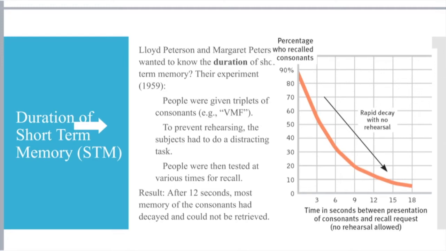And then they were tested, like, okay, do you remember the 3 letters that I gave you? After they've been doing the puzzle for like 5 minutes or 8 minutes or whatever. And that's how long people were able to, if you're looking at this chart over here, you see obviously a decrease in the amount of people who could recall those 3 consonants with time that was removed from the stimulus. Okay? So here we see after 12 seconds, most memory of the consonants had decayed and could not be retrieved.